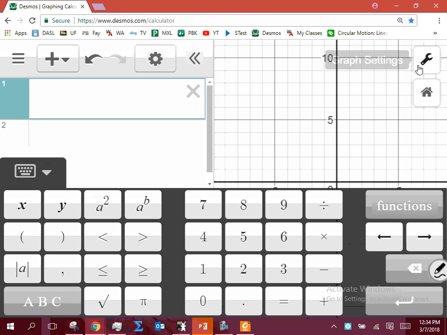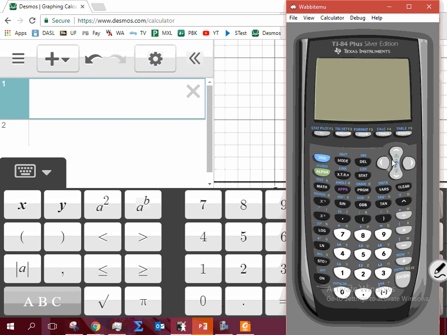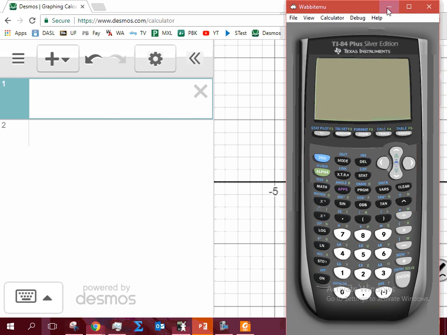I think it can be a problematic thing for us because I do like forcing students to learn how this calculator works because you do need it for your ACT. But right now we're going to focus on using the Desmos calculator.